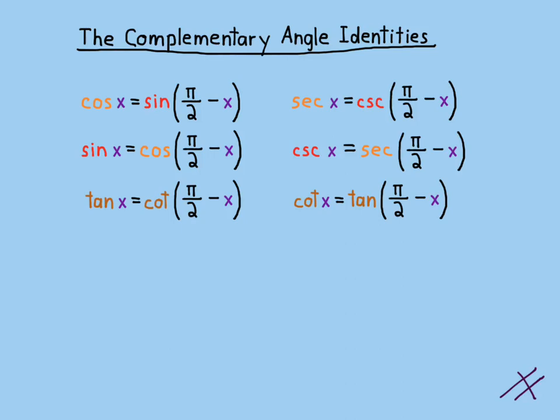Okay? So kind of in sloppy shorthand, you would say cosine is the complement of sine, tangent's the complement of cotangent, secant's the complement of cosecant. That's really sloppy language, but it's kind of a way to remember it.